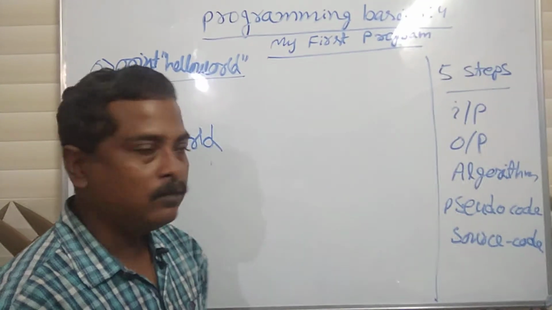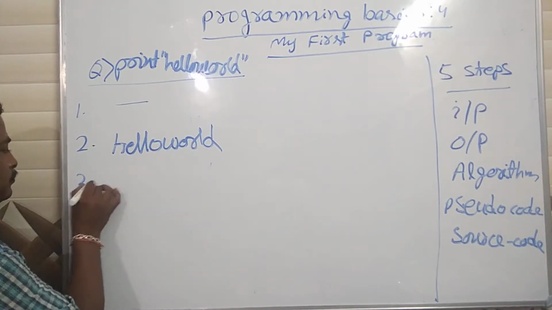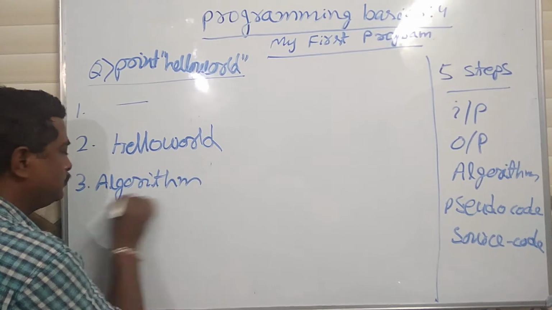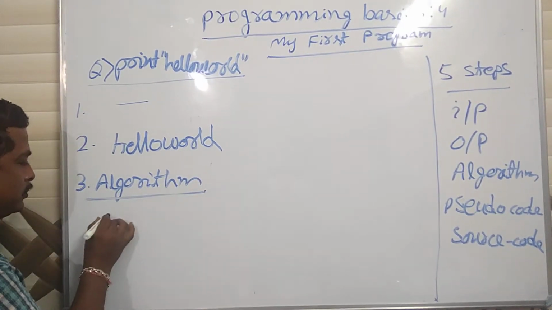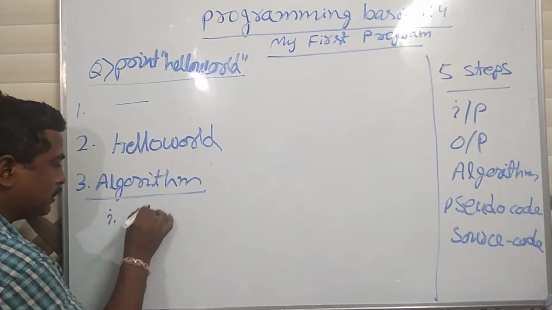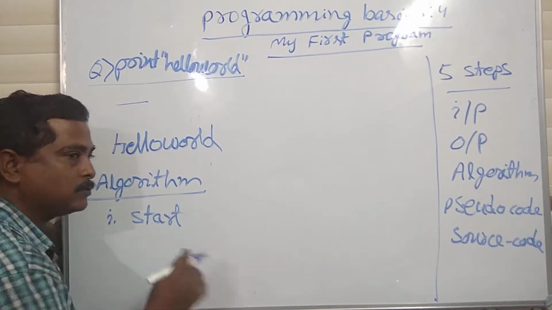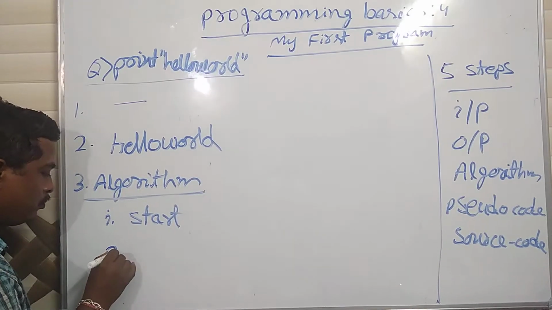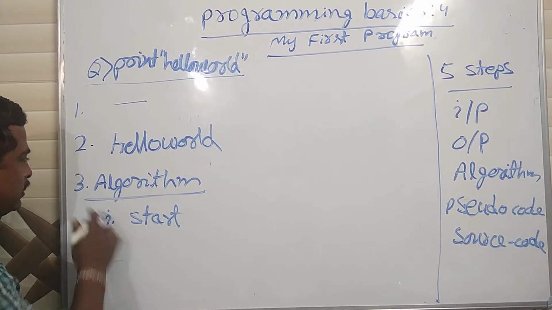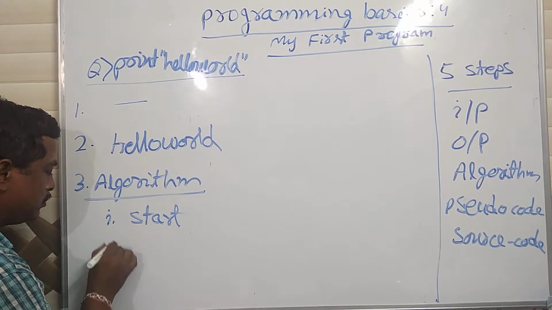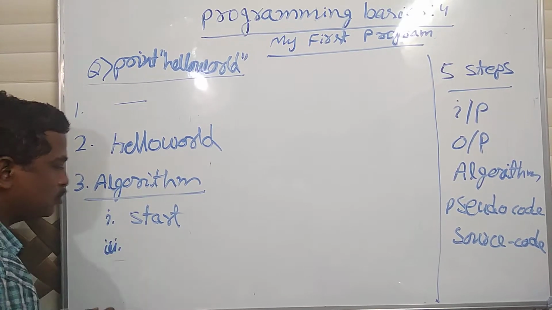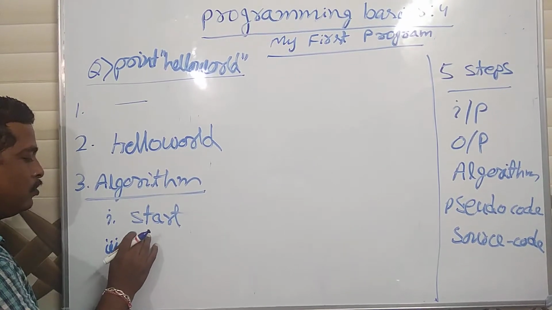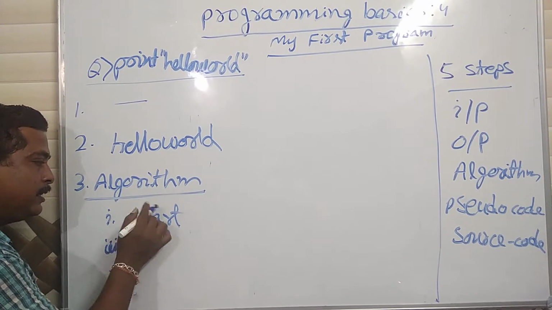Third step, algorithm. In the algorithm, step 1 is start, always, in all the algorithms, in all the languages. Step 2: you can take 1, 2, 3, or I have taken these Roman numerals. In the second step, I want to start my algorithm. It is the indication to start.